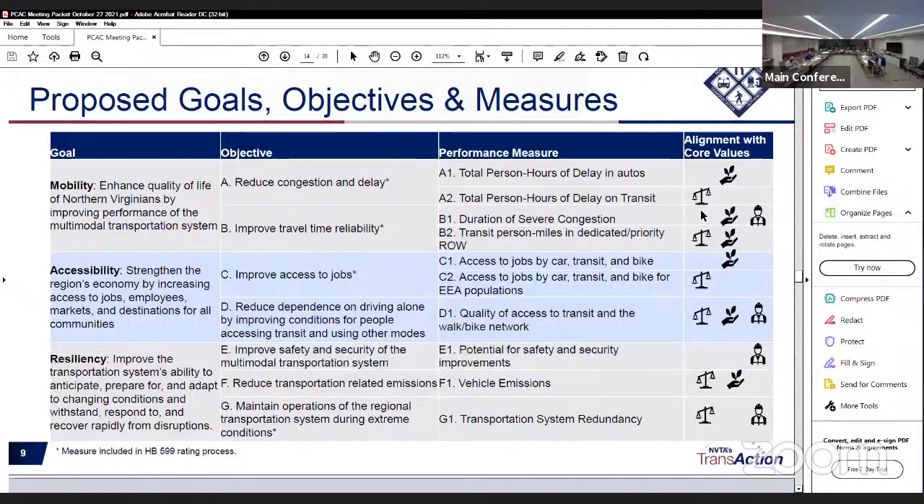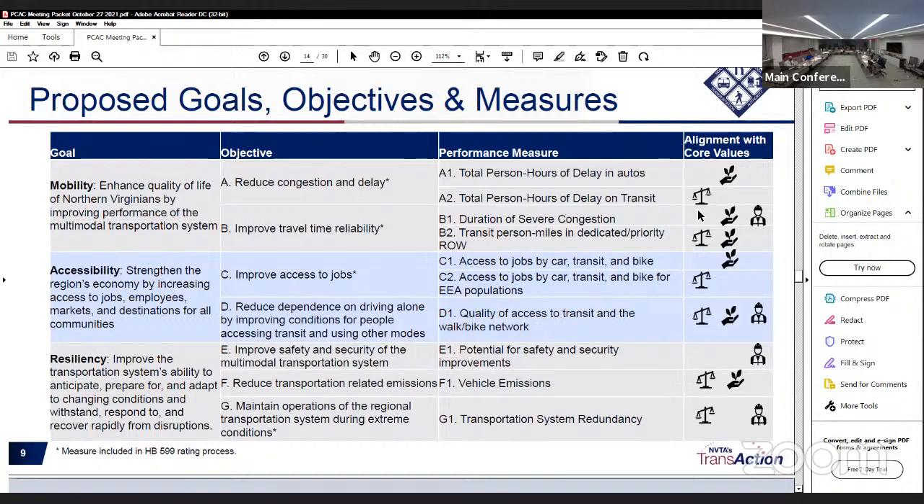The table up there: maintain operations of the system during extreme conditions, which is one of the mandated objectives. The footnote is noting the enabling legislation for the rating process. This one was called out, and we're going to look into this a little more closely in terms of what that means for redundancy. The original intent was really about evacuation in the event of, I think, envisioning a Homeland Security type of emergency. How do you move people, and are there options in terms of paths people can take?